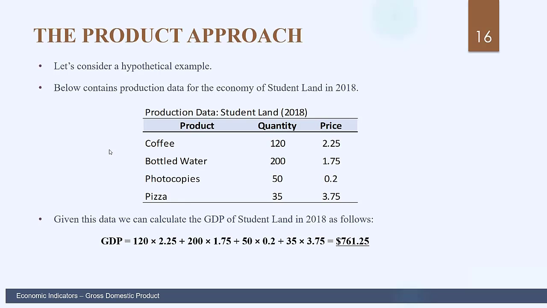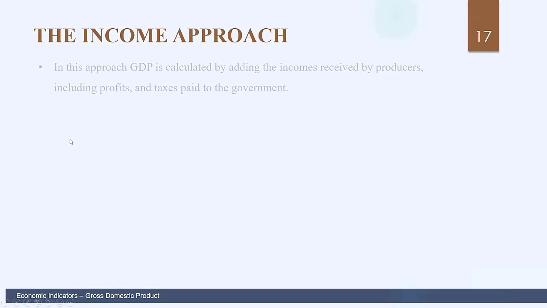So what's useful about the national income accounting that we learned earlier is that we can also get an estimate of GDP by using either the income or expenditure approach. So let's first look at the income approach. So in this approach, we're going to calculate GDP by adding all of the incomes received by producers. We're going to also include profits and any taxes paid to the government.